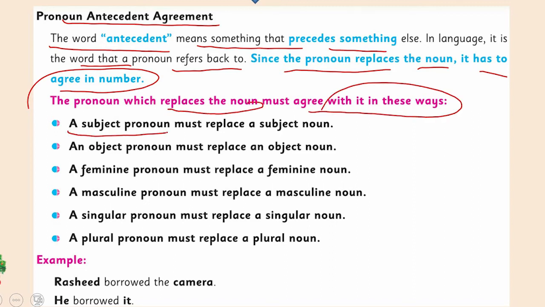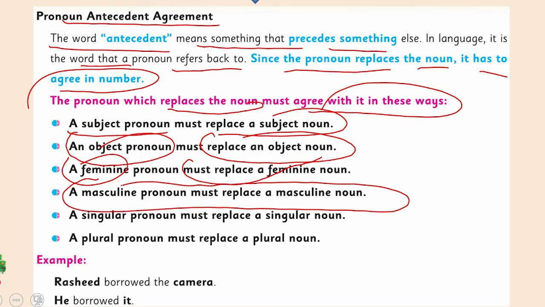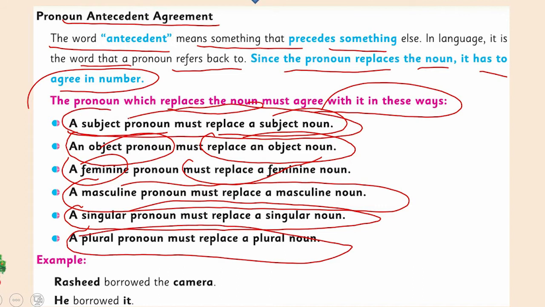A subject pronoun must replace a subject noun. An object pronoun must replace an object noun. A feminine pronoun must replace a feminine noun. A masculine pronoun must replace a masculine noun. A singular pronoun must replace a singular noun. A plural pronoun must replace a plural noun. We have discussed these things in our previous lessons of pronouns too.